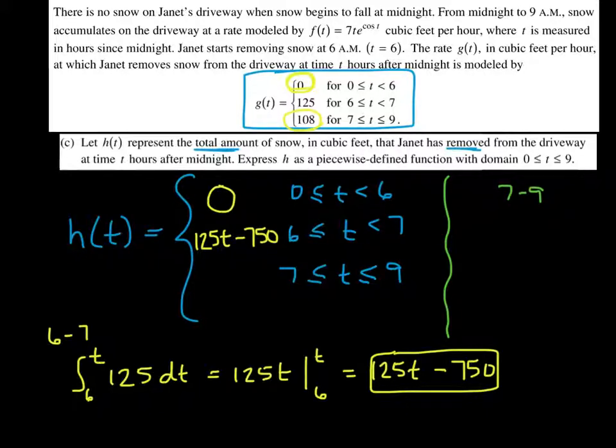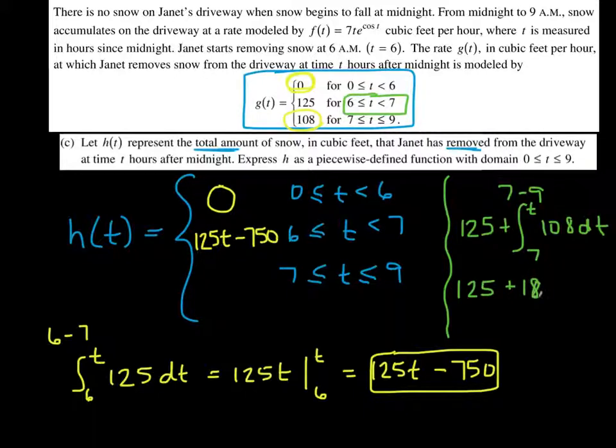Well, take a look. If the time was 1 hour from 6 to 7 and she's removing it at 125 cubic feet per hour, then she's removed exactly 125 cubic feet. So we start off with the 125 that she's already removed, plus, again, the integral from 7 to t of 108 dt. So that would be 125 plus, as we did before, 108t from 7 to t.